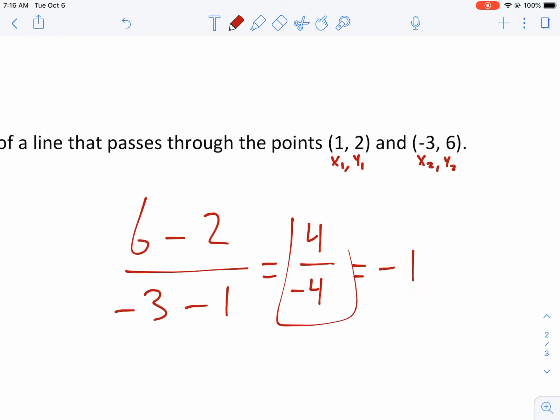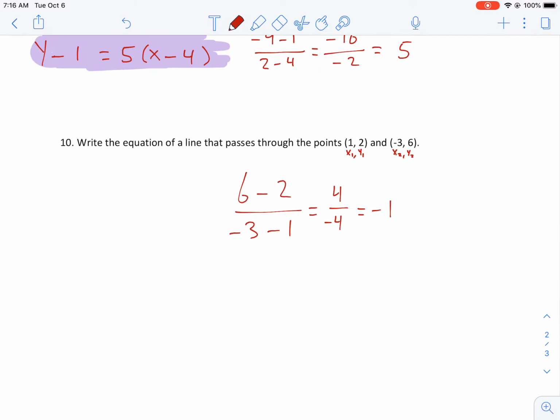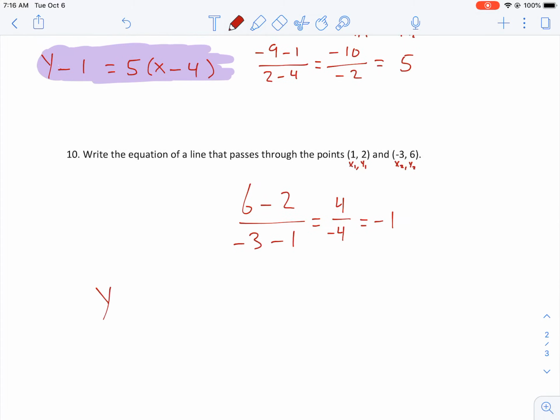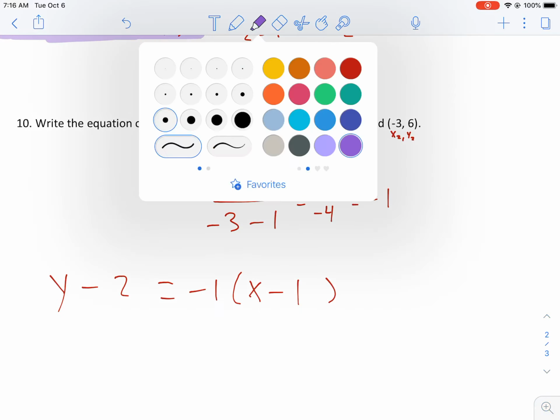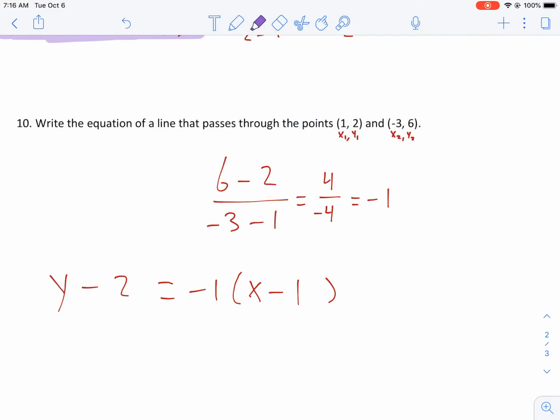You should not be plugging in numbers like this in your equation. If you can simplify it, you should simplify it. So our slope is negative 1, so we've got y minus something equals negative 1, x minus something. Again, we can pick either point to plug in. I'm going to plug in 1 comma 2 because they're both positive, so our x1 value is 1, so we get x minus 1. Our y1 value is 2, so y minus 2. And we are done, and that is our answer.